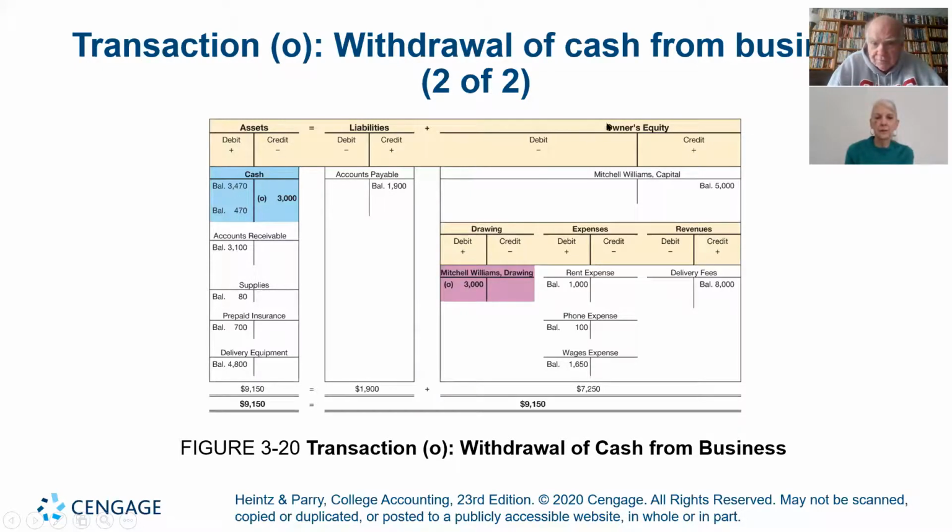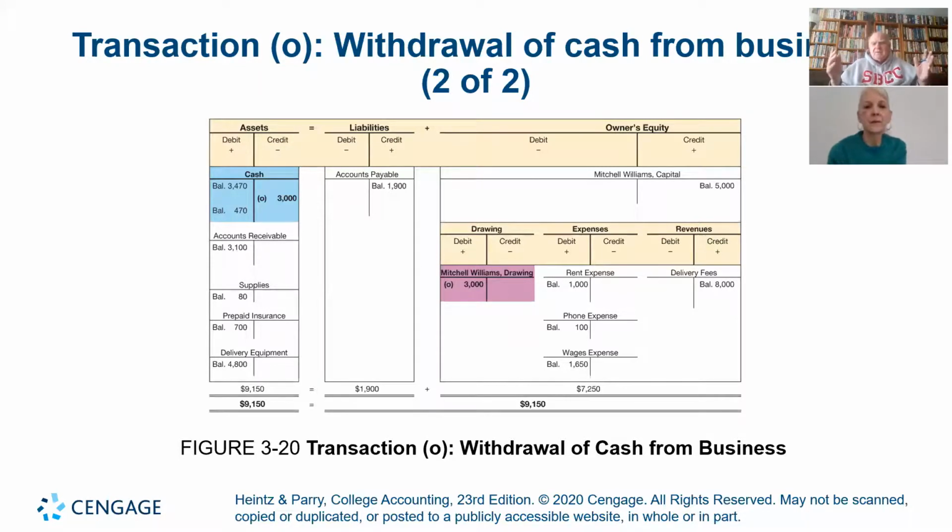This account here, owner's equity, that's a credit balance. Drawing is also an equity account, but it's an outlier in that it has a debit balance. And there's a few of those that we're going to talk about. It's called a contra account. A contra. I've heard that term.